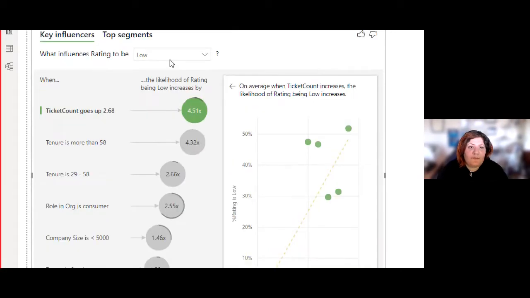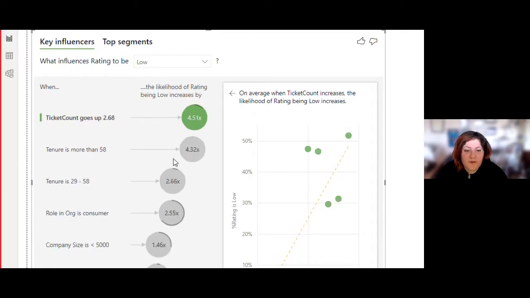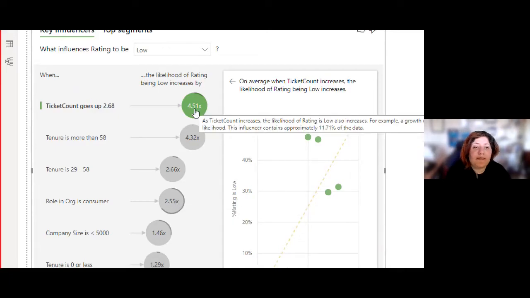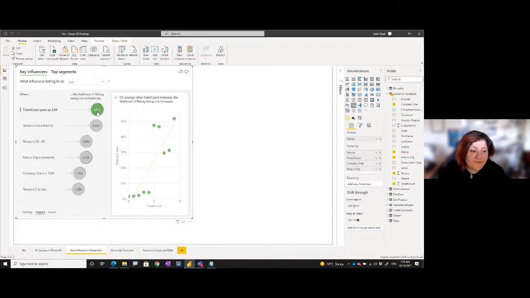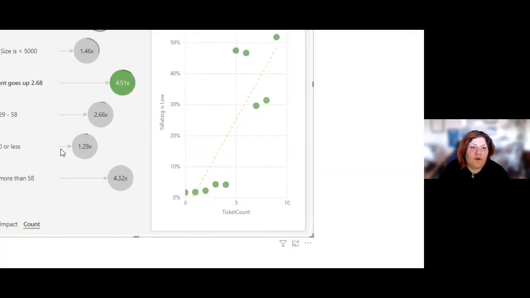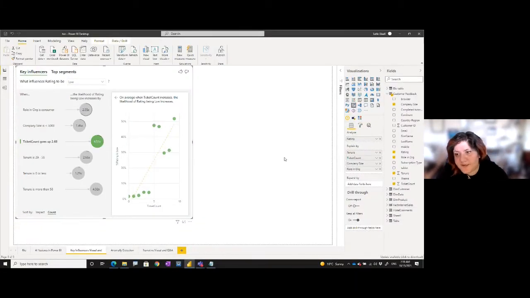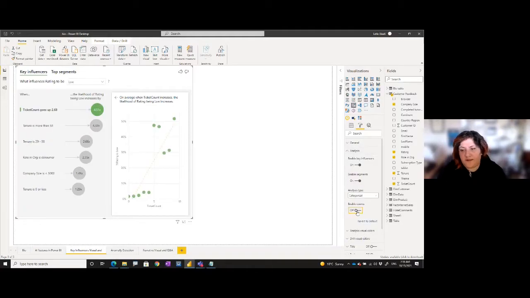So when people rate us low, I can say most of the influence comes from the role in organization. Only a few parts of the data are impacted by ticket count. That's really interesting. If you prefer to show how much is impacted, you can change the sort by. But this feature is not activated at the start, so you can disable it if you don't like it. So this is the impact.